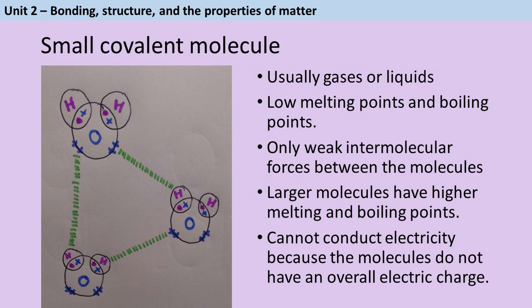So for instance, if you think about a polymer, that's got thousands and thousands of atoms. So actually the weak intermolecular force can become quite strong. But you need to be really, really clear that it is not the covalent bonds that break when these become liquids and gases. These small covalent molecules can't conduct electricity because they haven't got any charged particles. There aren't any delocalized electrons and there aren't any ions.